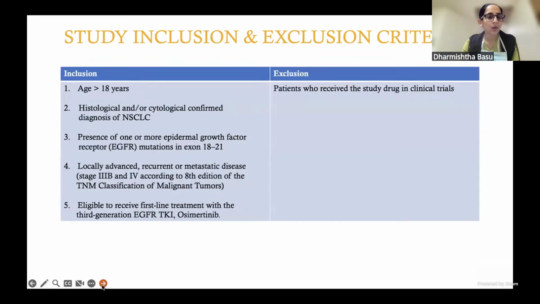The inclusion criteria were age more than 18 years, a histopathologically and cytologically confirmed diagnosis of NSCLC with one or more EGFR mutations in exons 18 to 21, having locally advanced, recurrent or metastatic NSCLC, and being eligible to receive first-line treatment with a third-generation EGFR TKI.